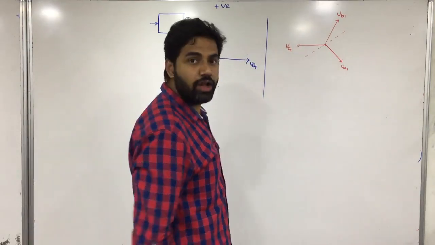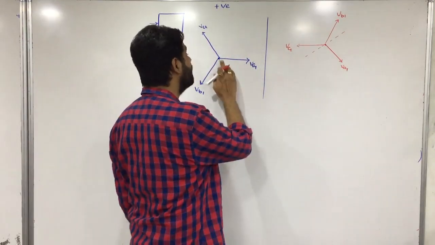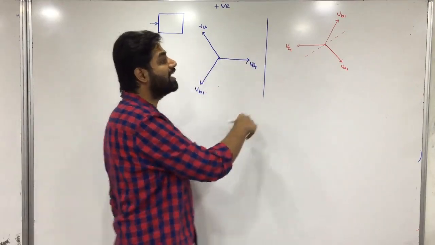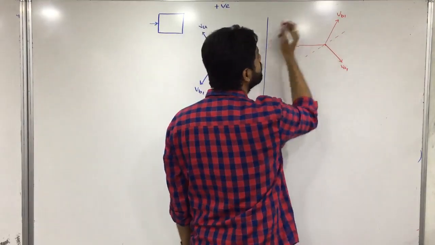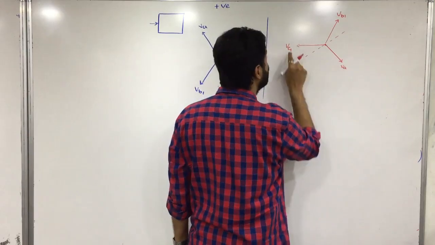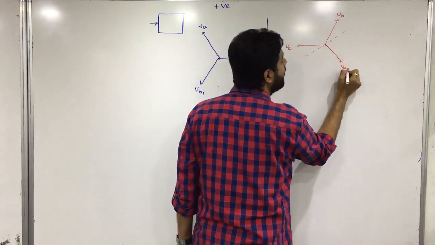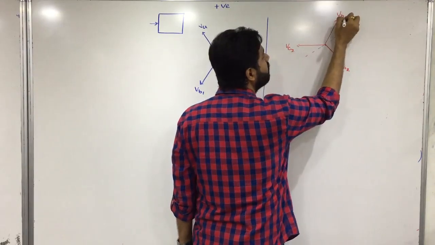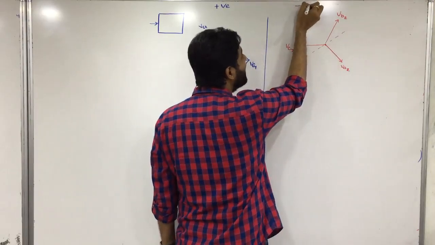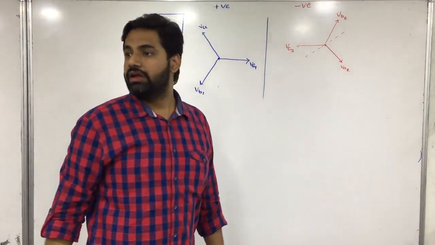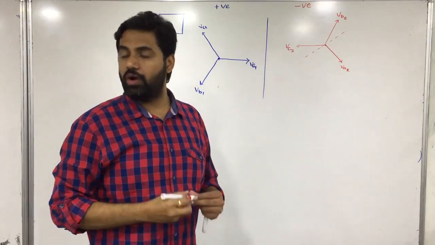ये clear हुआ? Fine. So we understood in the first case we have got A, B and C. In the second case I have got A, C and B. So this is what we got. I'm so sorry, I will not write it 1. It is written as 2. VA2, VC2 and VB2. So this is my negative sequence. This sequence is what? Negative sequence. Clear हुआ कि नहीं हुआ?